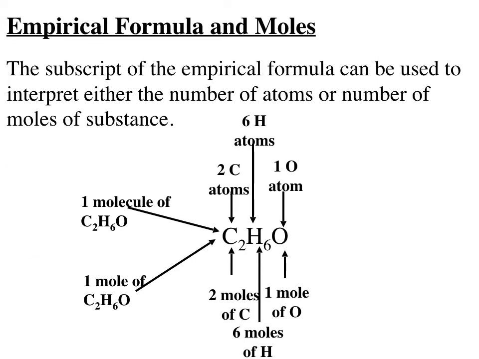Now think about the concept of the mole in terms of, say, an empirical formula for some compound or molecule. Previously, we used the designation for this particular compound C2H6O, which turns out to be ethyl alcohol. If we had one molecule of C2H6O, we perceived it as having 2 atoms of C, 6 atoms of H, and 1 atom of O.